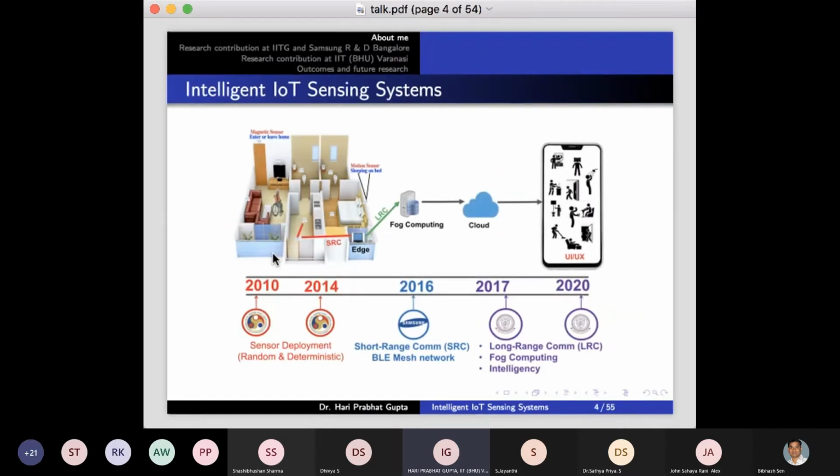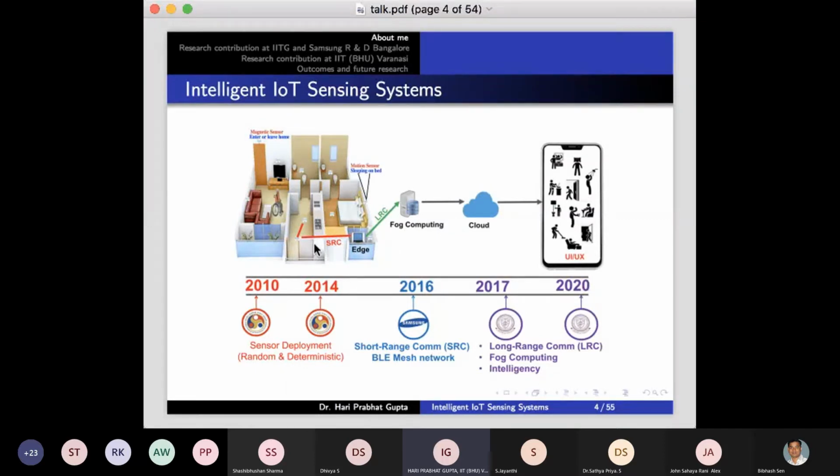I did my MTech and PhD from IIT Guwahati, and my main work was sensor deployment during my PhD: how we can deploy sensors so that the region is covered and monitored with the help of the sensing region. After deployment, sensors detect some events, for example smoke or fire sensors detect temperature values. The second challenge is how we can communicate this information from the sensor to a processing device.